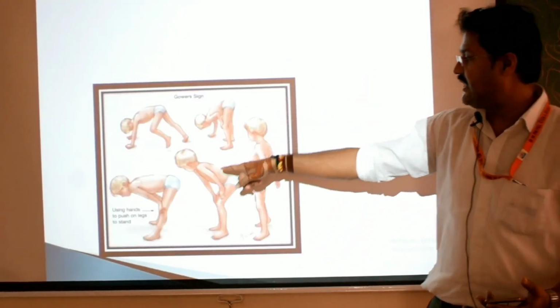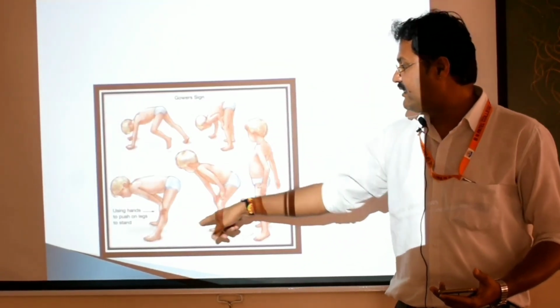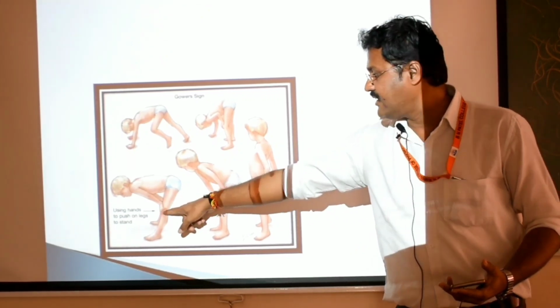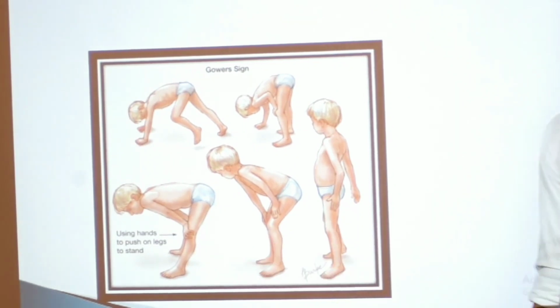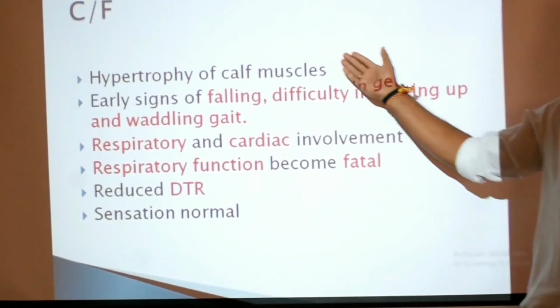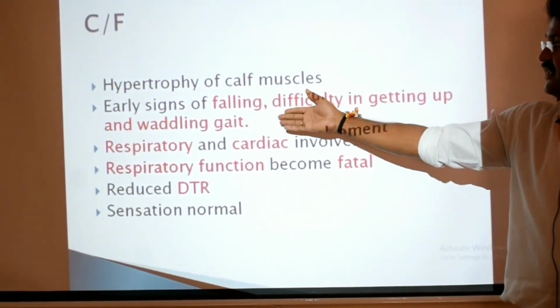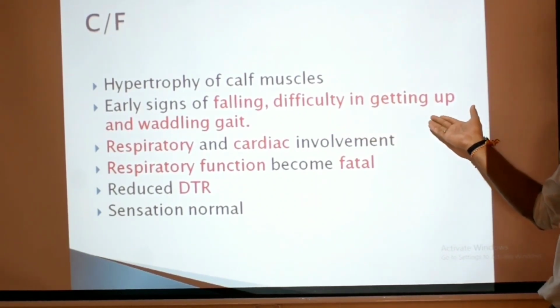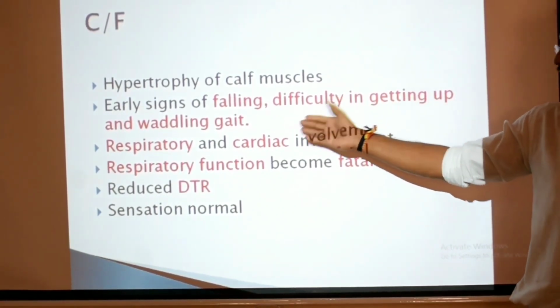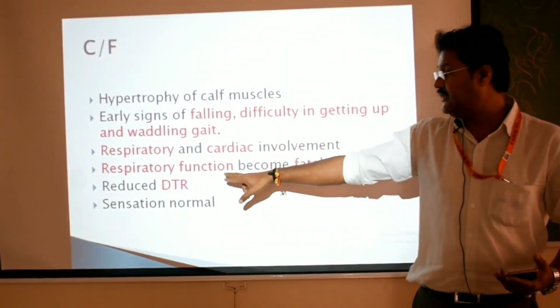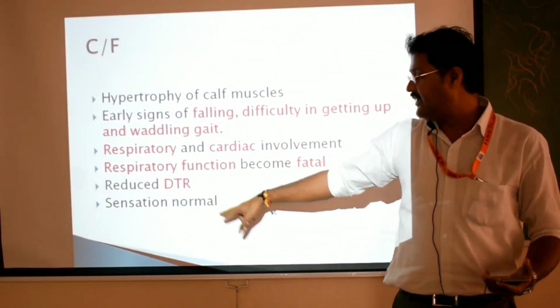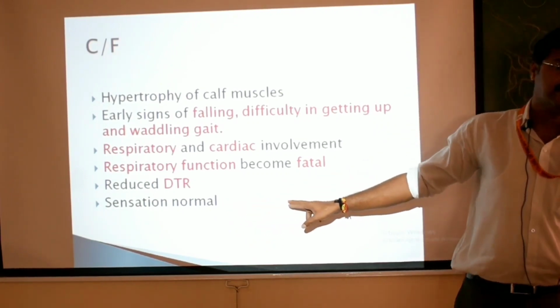Now this is Gowers sign. There is difficulty in going from sitting to standing, using the hands to push on the legs to stand. These are the stages, right? Next. Now another clinical feature, hypertrophy of calf muscles. Early signs are falling, difficulty in getting up and waddling gait. Respiratory and cardiac muscles are involved. Respiratory function becomes fatal, deep tendon reflexes are reduced, and all the sensations are normal.